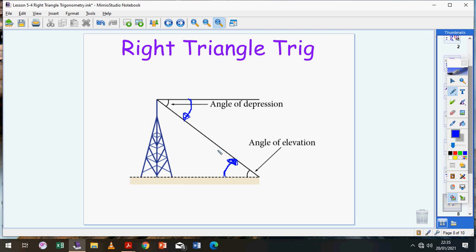What I mean is, if someone is flying above you in a helicopter, the angle through which you raise your eyes to look at the helicopter that is above you is the same angle through which someone on the helicopter lowers their eyes or their head to look at you. So if it's for the same reference point, then the angle of elevation is the same as the angle of depression. Let's look at an example.